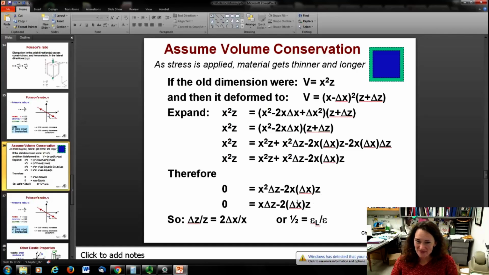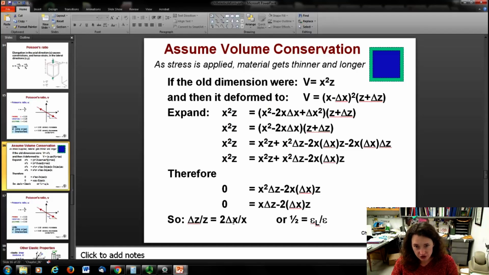Okay? So since it's set equal to 0 and there's an x in every term, you can divide out by that, and you end up with 0 is equal to x delta z minus 2 delta x z. Well, now we have our equations for strain. Remember, strain in the x direction would be delta x over x, and strain in the z would be delta z over z. So if you rearrange this little equation right here, you can get delta z over z is equal to 2 delta x over x.